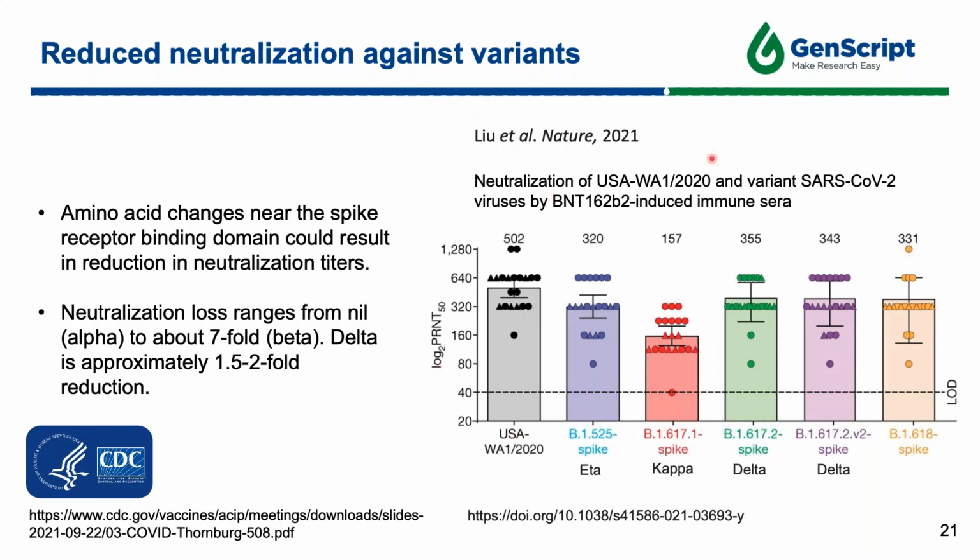And this study, recently published in Nature, investigated the neutralization of the wild-type and variant viruses by the Pfizer-induced immunity. As shown in the results here, the neutralization level against all the variants has dropped, and we observe the most significant drop for the Kappa strain. So this means that although there's a drop in the neutralization activity, there's still protection from the vaccination, although at a lower level.